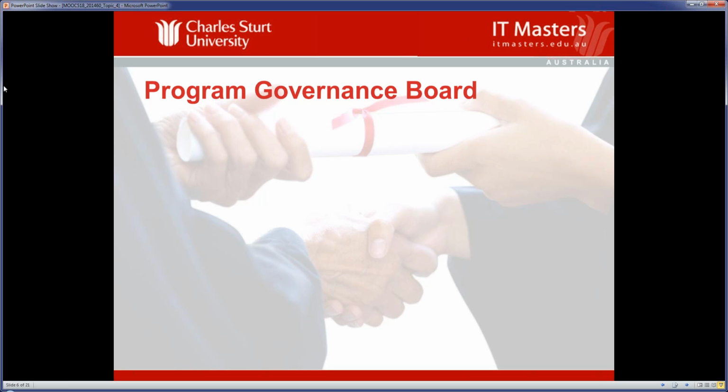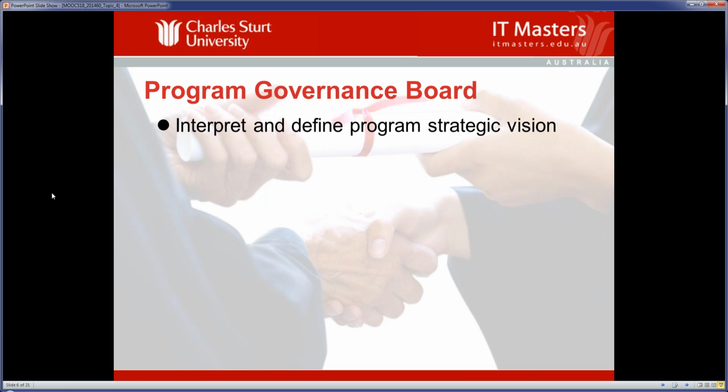Okay, so let's talk about the Program Governance Board. What's its job? I mean, we are talking about, as I mentioned, a group of people, a group of key individuals that are given the responsibility for ensuring that governance functions correctly inside a particular program.